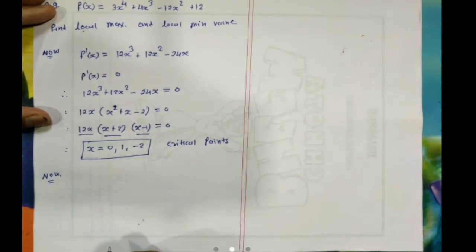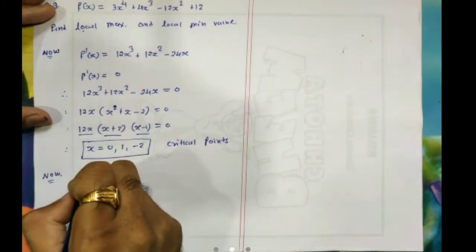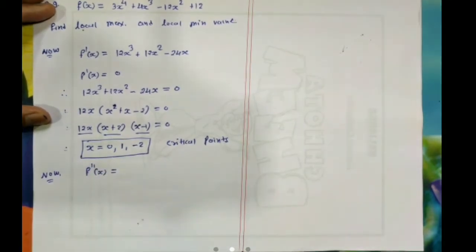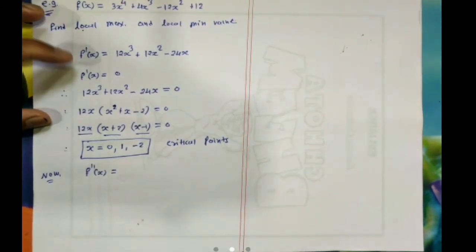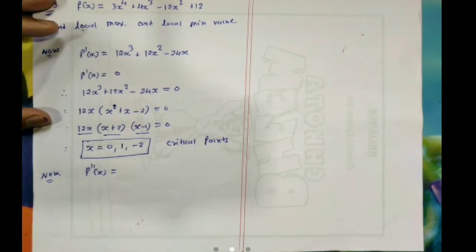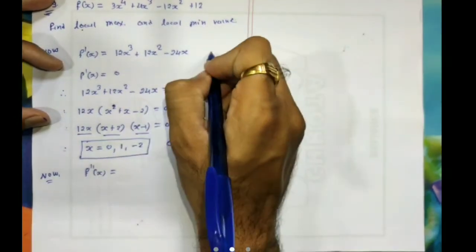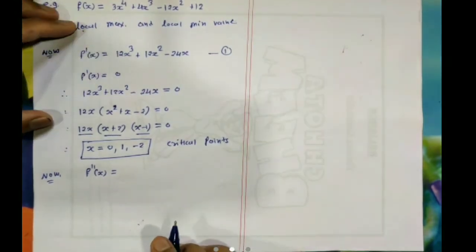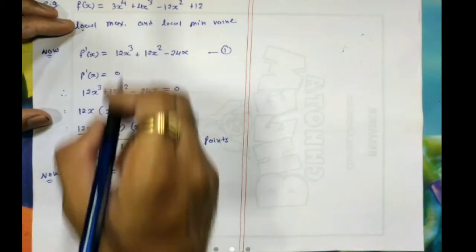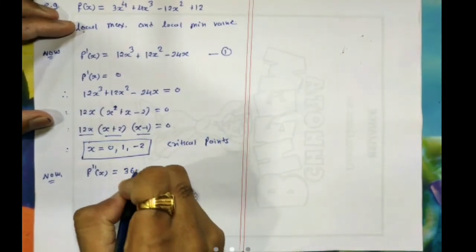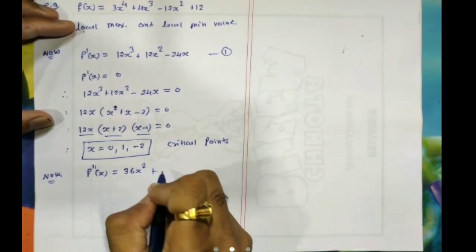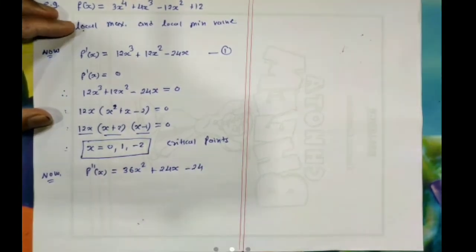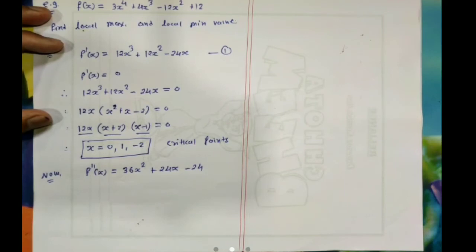In step number 2, you have to find the second order derivative, f double dash x. You don't have to compare the second order derivative with zero, only the first order derivative is compared with zero. So what is our second order derivative? This is our first order derivative, so its second order derivative will be 36x square plus 24x minus 24. This is the value of the second order derivative.